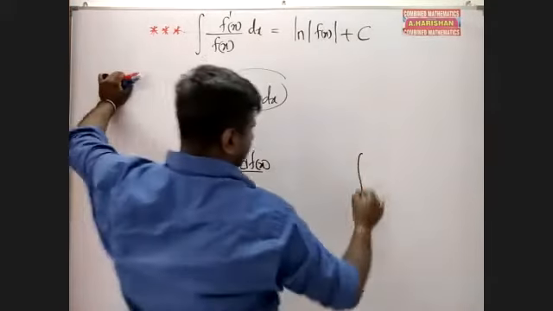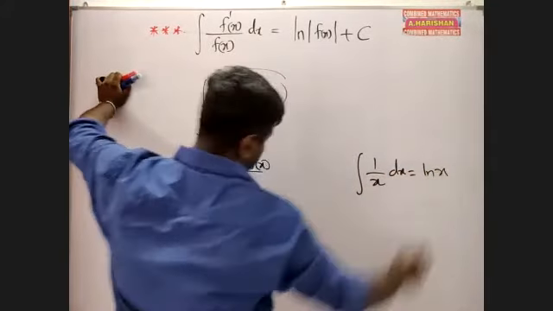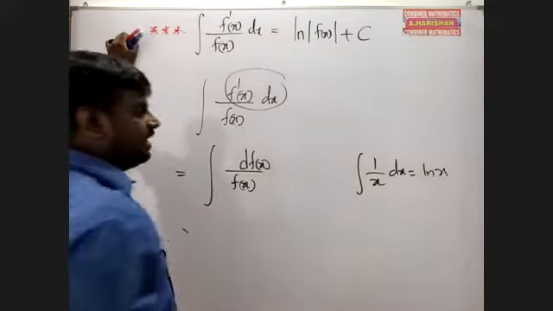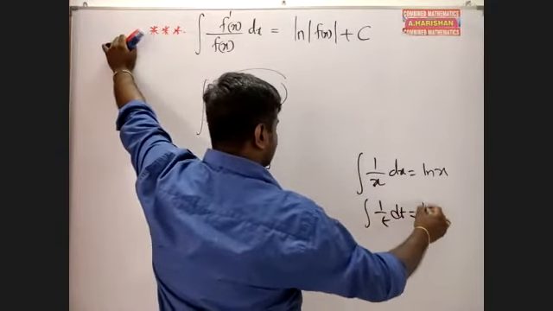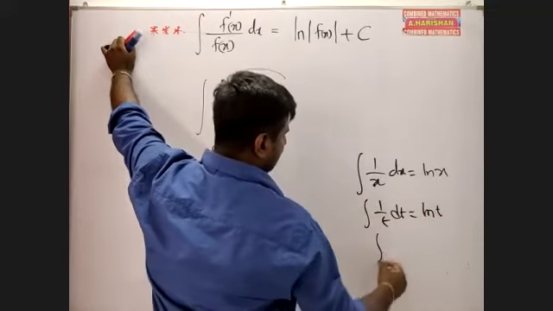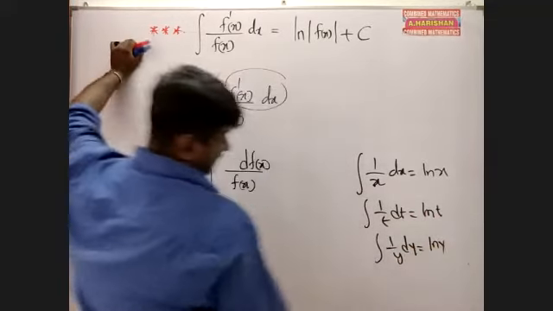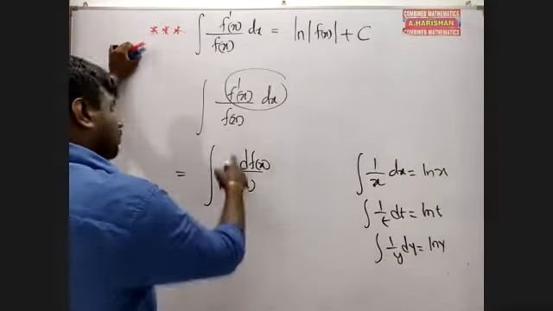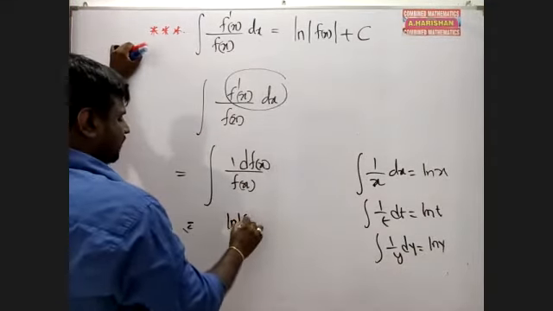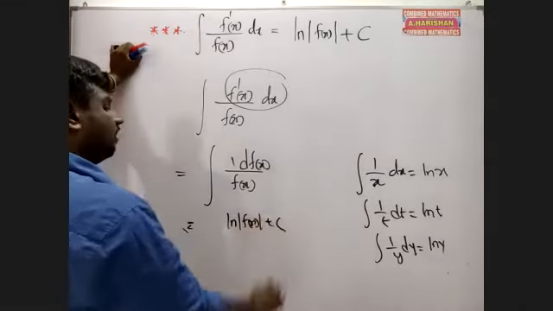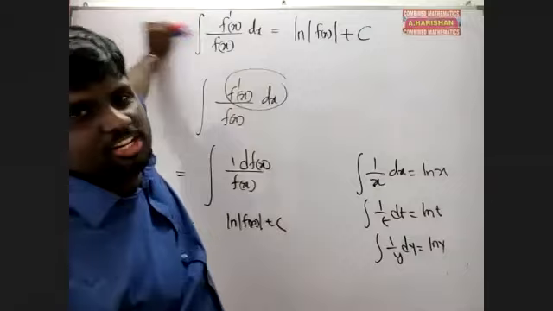So tell me, 1 over x dx, what do you put? ln x. 1 over t dt is ln t. 1 over y dy is ln y. Likewise, tell me 1 over f(x) df(x). That is ln f(x). See? So now you don't need to think like this.